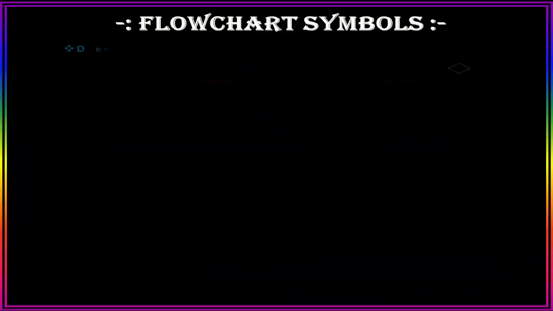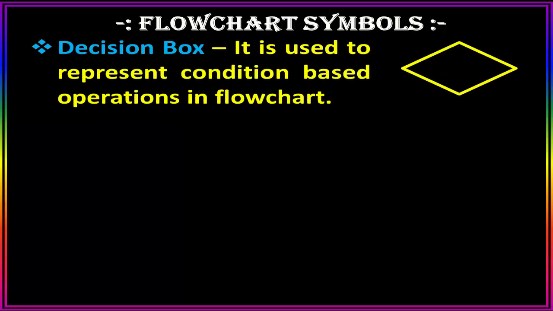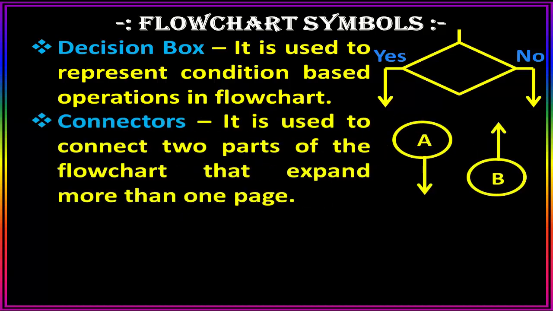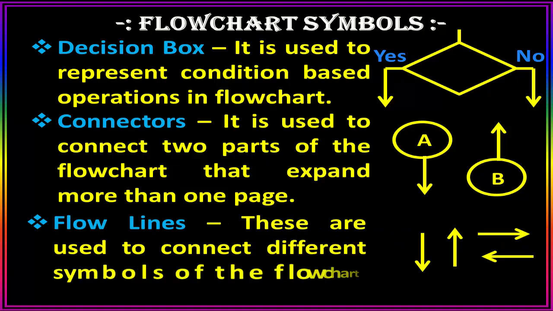Next one is the decision box. It is shown by the diamond symbol. It is used to show the condition based operation for checking or applying any condition in the program. The output of the decision box is in the form of yes or no, or true or false. It has two paths, one for yes, another for no, or one for true, another for false. Next symbol is connector. The circle shaped symbol is called connector. It is used to connect the chart from one page to another, or to connect two parts of the flowchart. Flow lines are represented by the arrow lines. These are the directional arrows used to put all the steps in sequence.